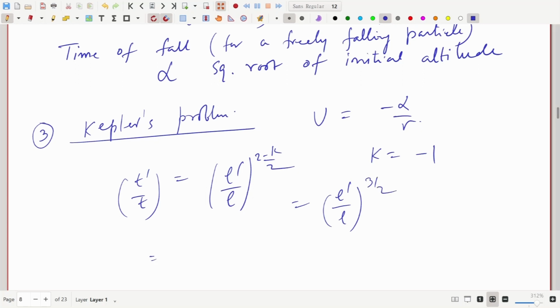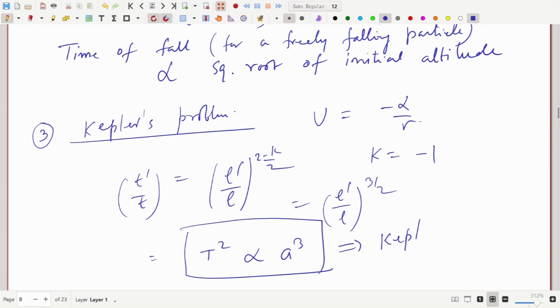So, this means your T square is proportional to a cube, right? So, this gives Kepler's third law. Without proving Kepler's law, we get an idea about the time period and the geometry of the orbit, how they will be related. T square is proportional to a cube, that is Kepler's third law, using the principle of mechanical similarity.